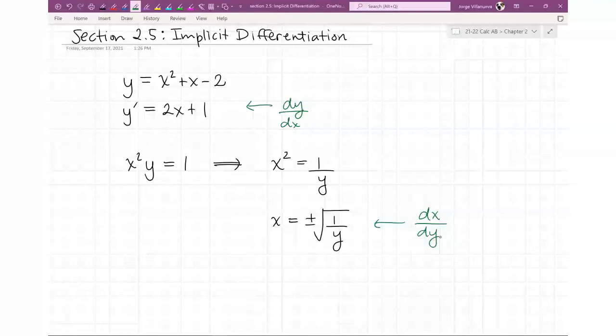But notice, we're left with a question as to which one I take a derivative of, the positive one or the negative one. That makes it a little bit tougher. So what we do is we say, forget solving for x. I'm just going to take the derivative the way it looks right there. So how do we do that? Well, it's called implicit differentiation. We're going to do this implicitly.